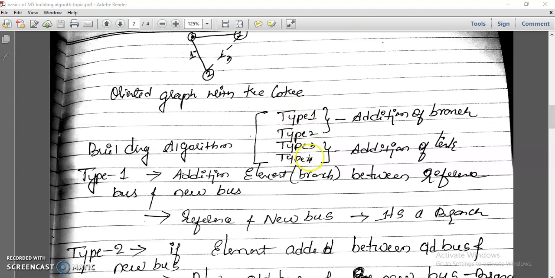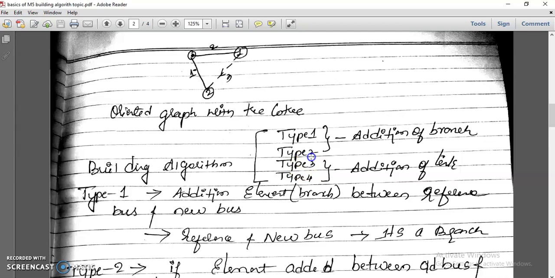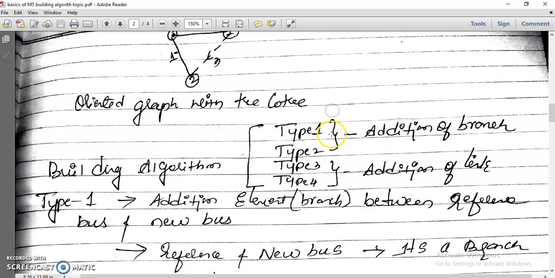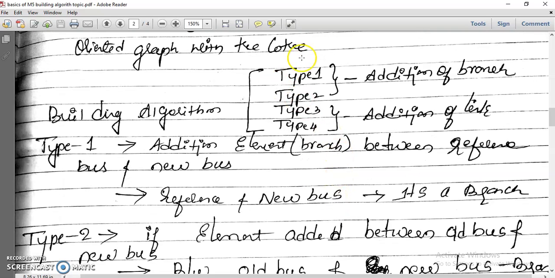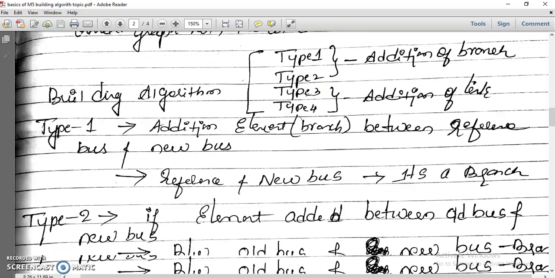Out of these modifications, the first type is addition of branch, the second type is addition of branch, and the second type is addition of link. So type 1 and type 2 are for branches, and type 3 and type 4 are for links. Now you see what it indicates here, before going to addition of branch and addition of link.